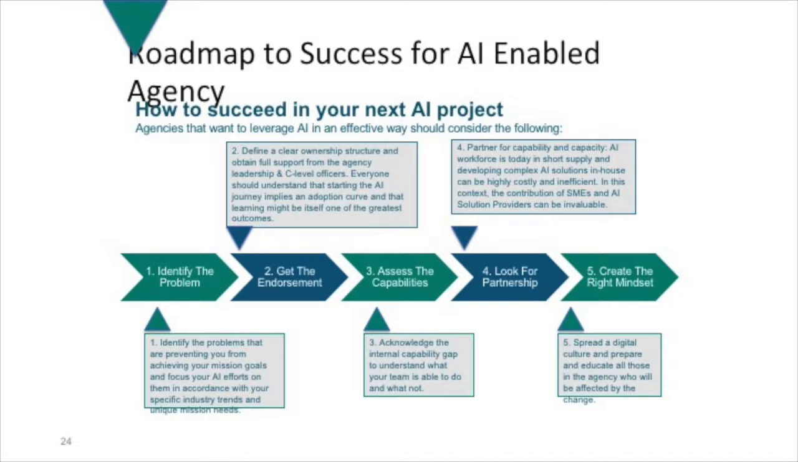So as a government agency, what's the roadmap to success? I have 5 things here. Identify the problem, get the endorsement, assess the capabilities, look for partnership, and create the right mindset. You need to have the right approach, starting with finding the use case, all the way to having the right partnership with companies like GAI, NVIDIA, whoever you pick. There has to be your advisor, your mentor as you are developing this. You will need help. And finally, having the right mindset within the agency. Next slide.